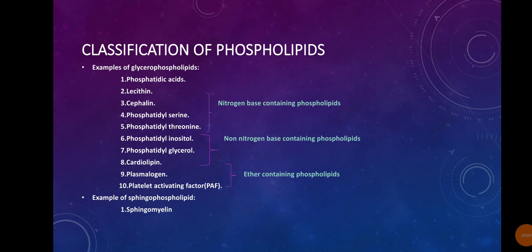Examples of glycerophospholipids are phosphatidic acid, lecithin, cephalin, phosphatidylserine, phosphatidylthreonine, phosphatidylinositol, phosphatidylglycerol, cardiolipin, plasmalogen, and platelet activating factor. An example of a sphingophospholipid is sphingomyelin.